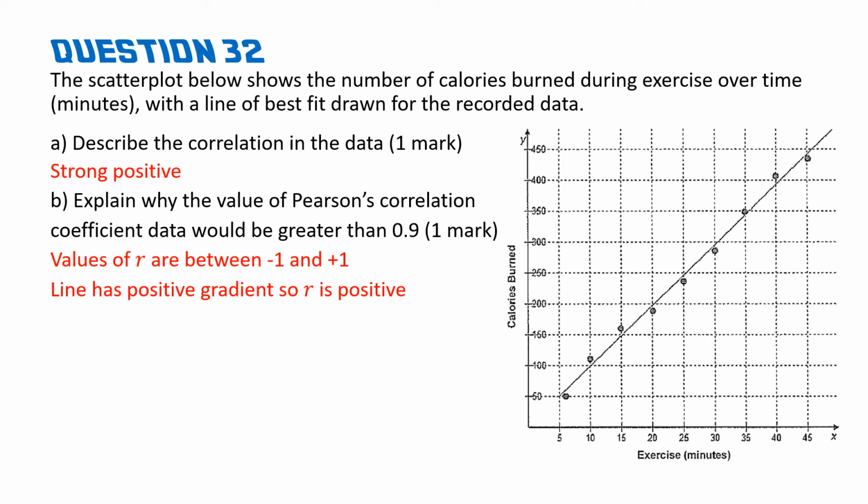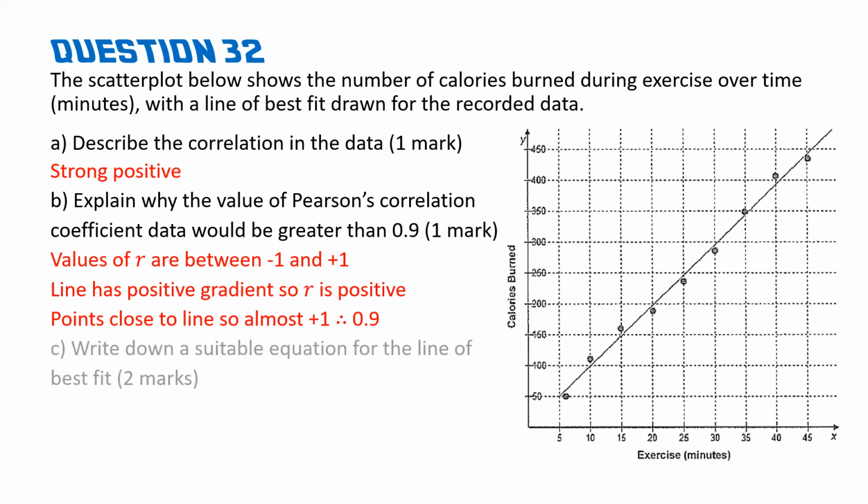If they were perfect on that line, it would be 1. It's not quite perfect, but it's pretty close. So because they're almost at 1, we can say that it must be greater than 0.9. All right, so it's very similar to what part A was asking. It's just looking at it at a slightly different thing, which is just explaining it a bit better.